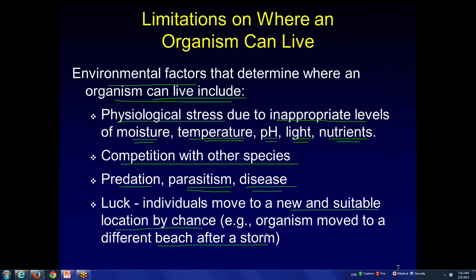And how in the world did tortoises get out there? Right? Did they float out there? Maybe so. Maybe they floated off of South America and got out there. So that would have been an example of luck, how they got there.